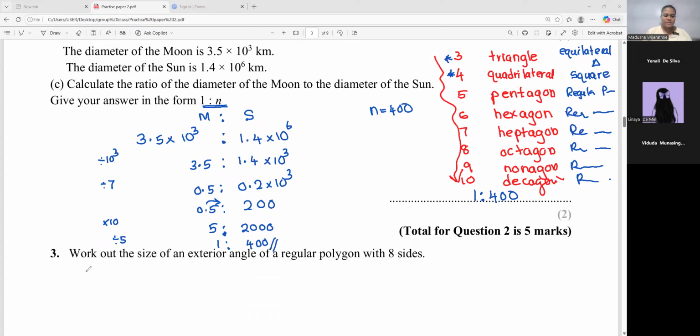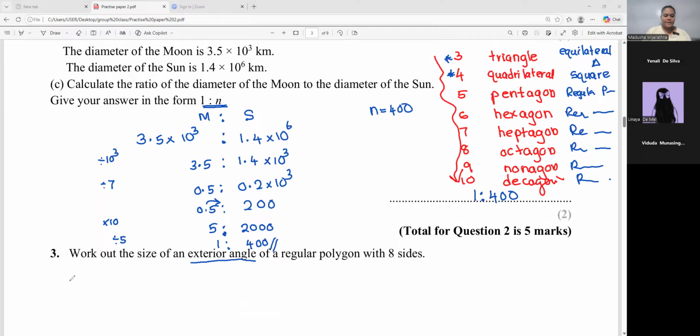Now in this third question, they are talking about a regular polygon with 8 sides. So all 8 sides are equal, all 8 interior angles are equal, and all 8 exterior angles are also the same. Find the exterior angle, not the interior.